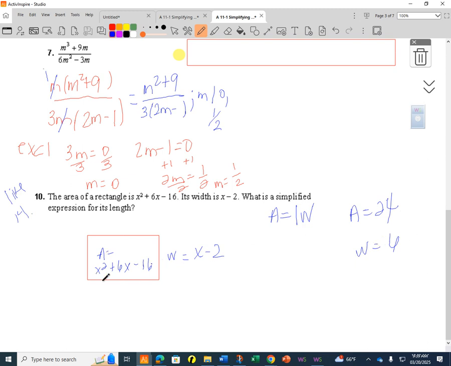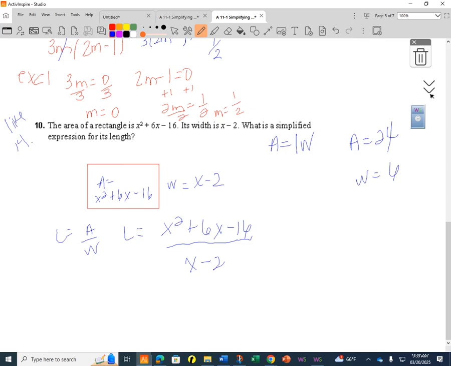So that's what we're going to do here. For the length, it is going to be equal to the area divided by the width. So our length is going to be equal to x squared plus 6x minus 16 divided by x minus 2. Any questions?